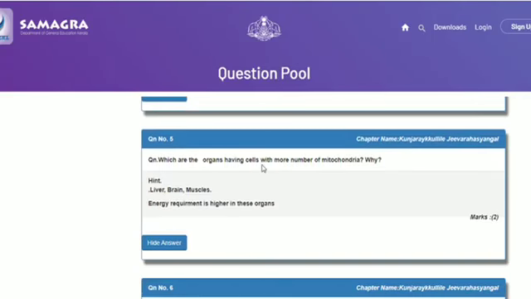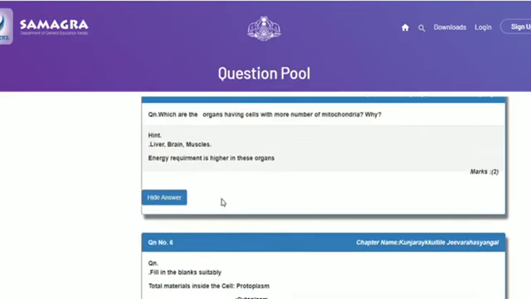Which are the organs having cells with a more number of mitochondria? Liver, brain and muscles are the organs having cells with more number of mitochondria. Why? Because the energy requirement is higher in these organs.